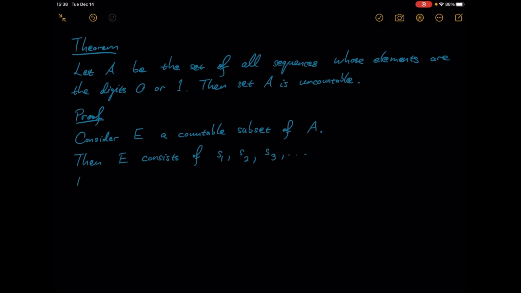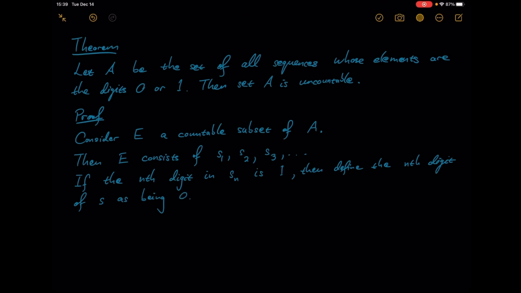So we're going to say if the nth digit in Sn is 1, then define the nth digit of S as being 0, and vice versa. That is, if the nth digit of Sn is 0, then we're going to define the nth digit of our newly constructed sequence S as being 1.